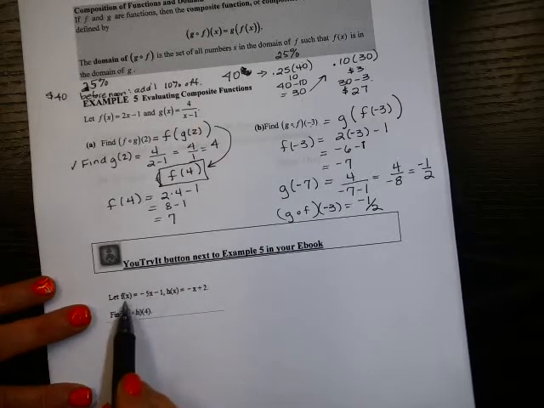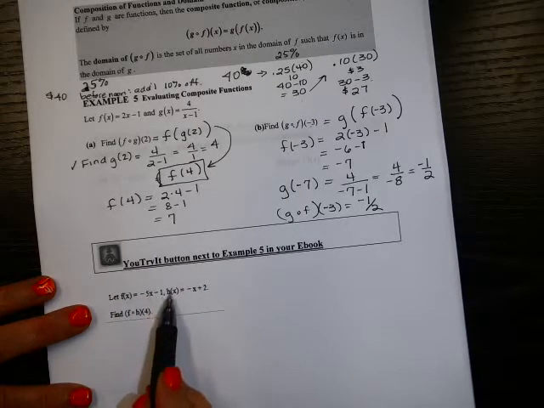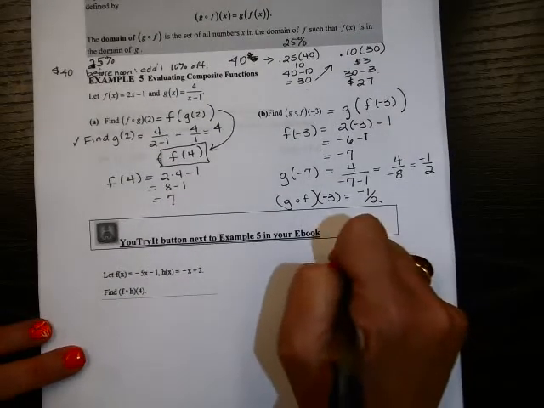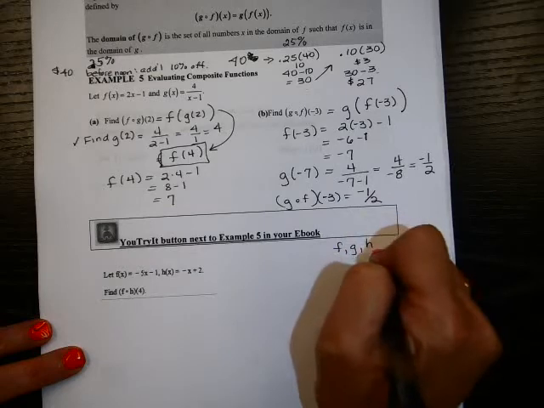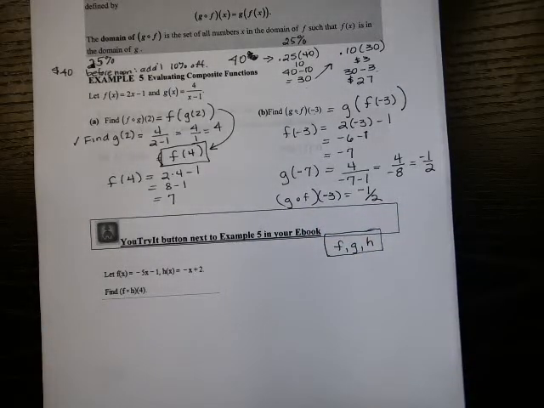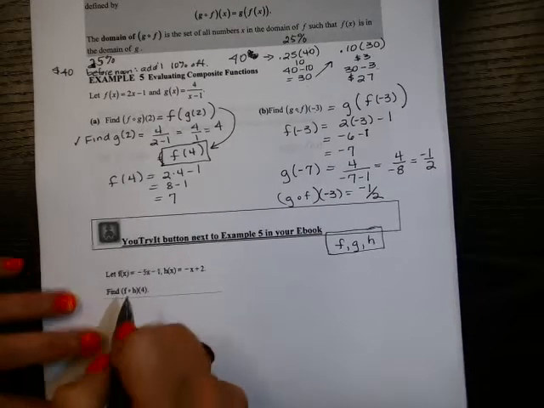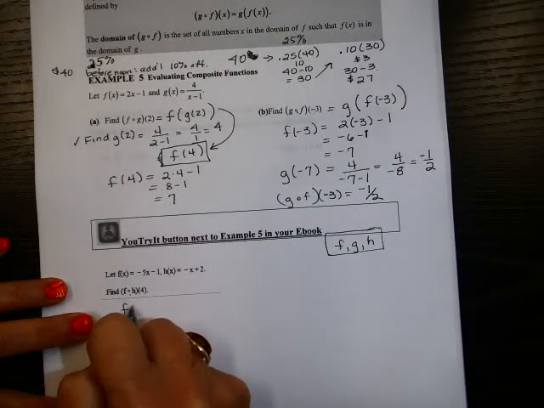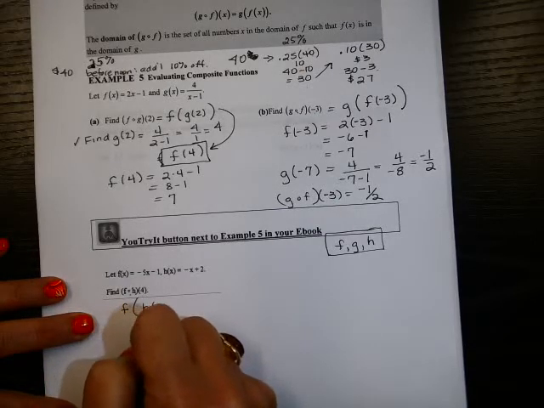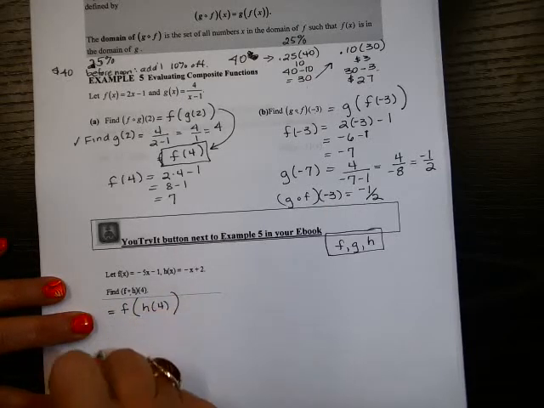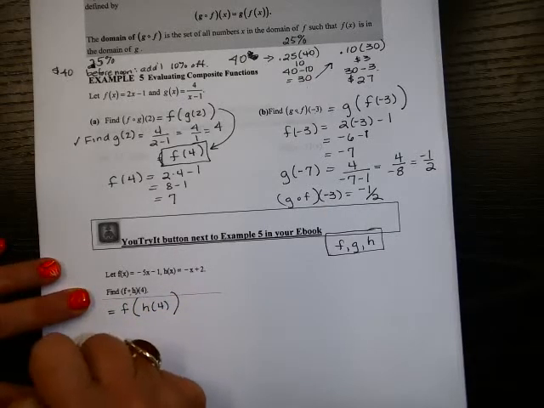I want to point out f and h. We've been using f and g. I just want you to understand that f, g, and h are the common letters we use in writing out functions. So it didn't say g, but that's okay. It's just saying that it's another function. And I want to find f of h of 4. So I'm finding f of whatever h of 4 is. So I've got to find h of 4 first.